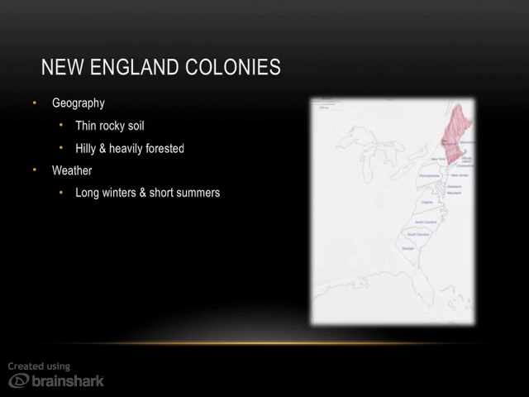If you were to visit the New England colonies, you would notice that the soil is thin, rocky, and heavily forested. The colonists experienced long, harsh winters and short summers. These two factors resulted in the people practicing what is known as subsistence farming. Subsistence farming means that you are able to grow enough food to support you and your family, but not enough to make a profit.